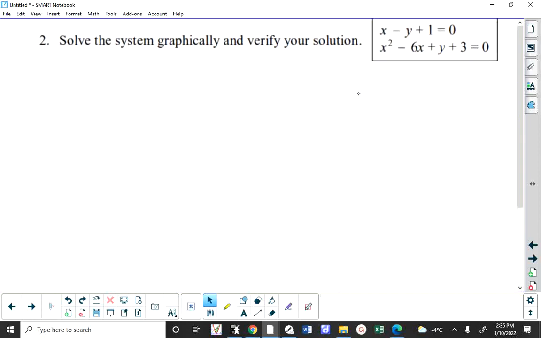Well, that means you need to rearrange both of those equations for y so that you can put them into your calculator to find the points of intersection. That's it.